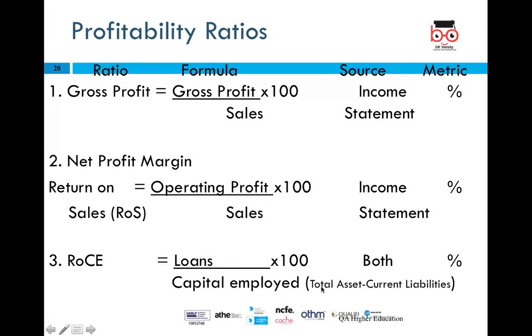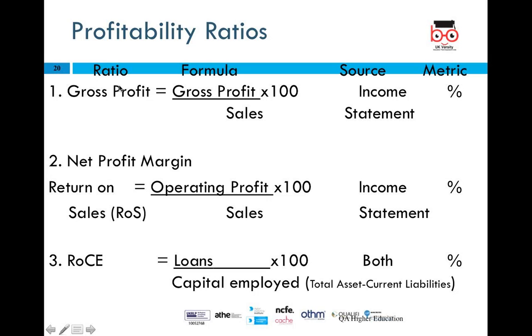Okay, return on capital employed. We know our capital employed is total assets minus current liabilities. And then when we divide profit by capital employed, we get the return on capital employed ratio. This figure will come from the balance sheet, from the total assets and the current liabilities, that is, from the statement of financial position. So these are the three types of profitability ratios.